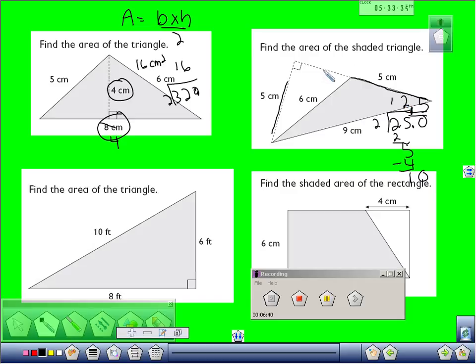Half of 25 is 12 and a half. Yeah, think if you have 25 bucks, what's half of that? 12 and a half, 12.50. So we got 12.5 centimeters squared.